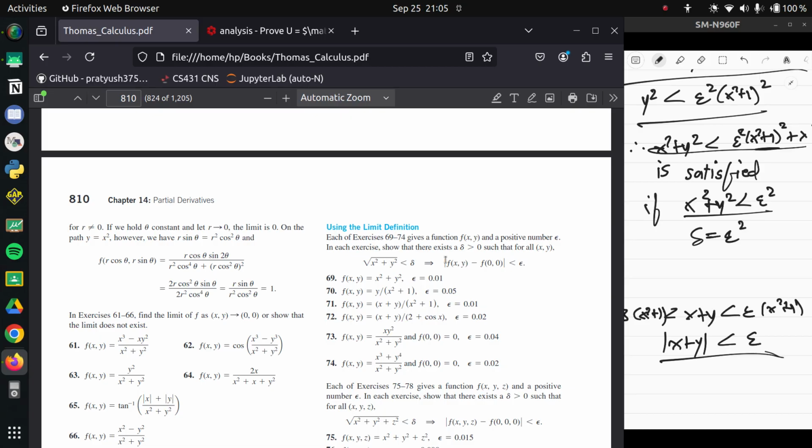As epsilon gets smaller, your delta should also get smaller. It's kind of a thing. So how do we make sure this actually happens? We'll just have to put the x over there.